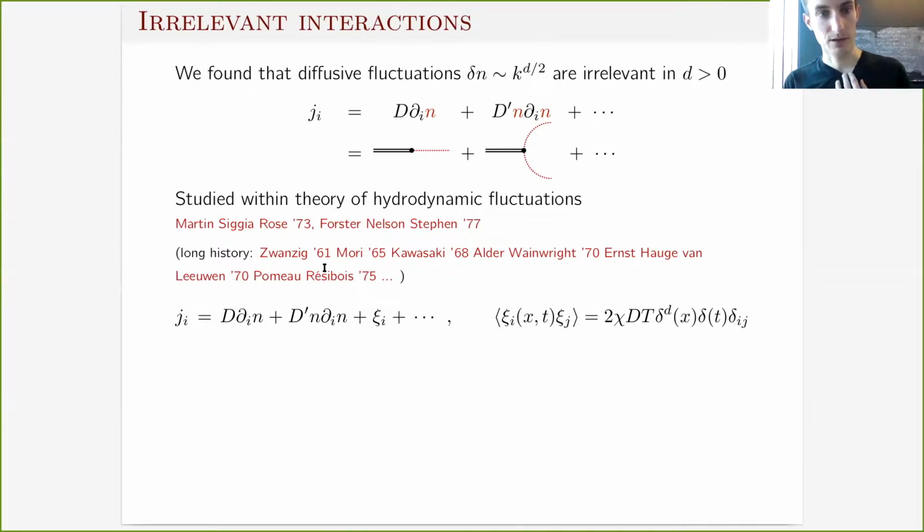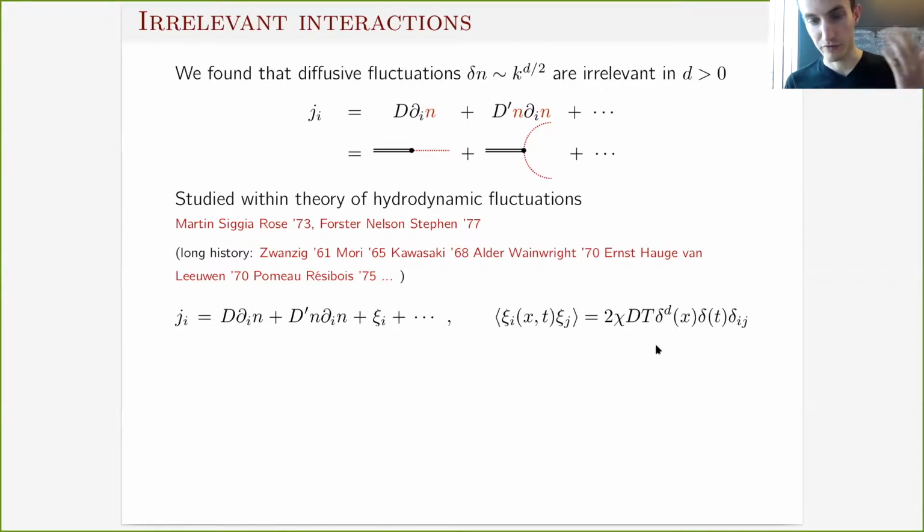It was developed a long time ago, and essentially in these papers. It has an even longer history. And I won't need the details of this formalism, but what they found is that to write down an effective field theory of these hydrodynamic degrees of freedom, there's a doubling of degrees of freedom. For every charge density, there's a noise field whose fluctuations are tied to dissipation through the fluctuation dissipation theorem. So they're given by the diffusion constant.